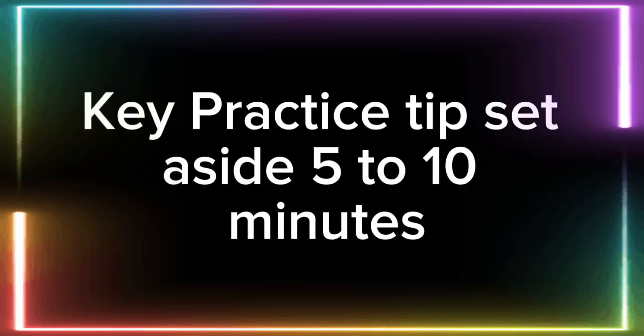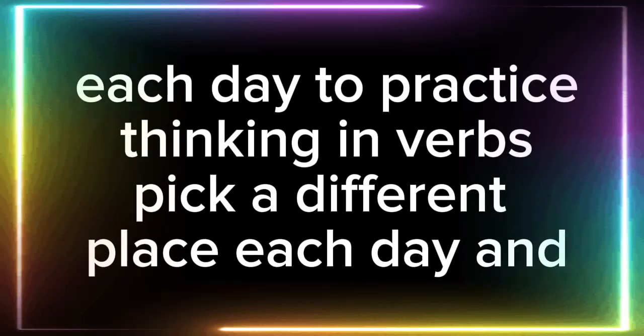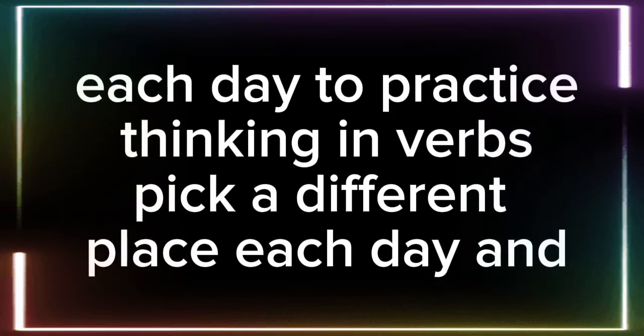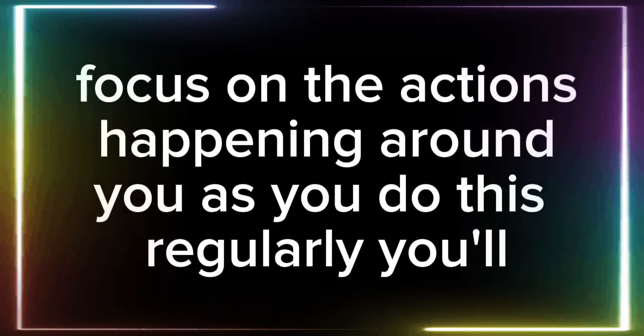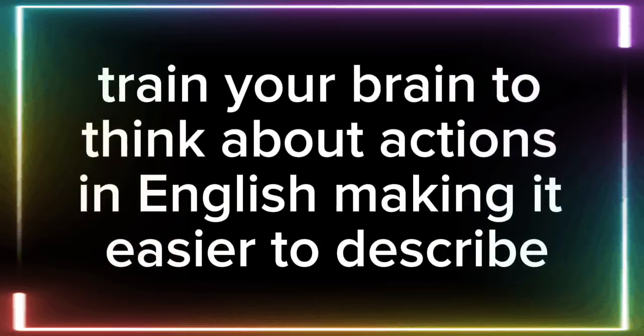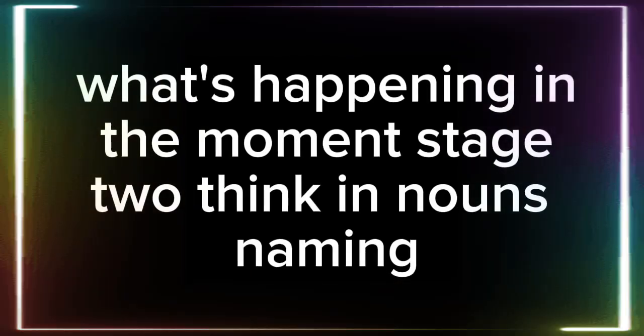Key practice tips: set aside 5 to 10 minutes each day to practice thinking in verbs. Pick a different place each day and focus on the actions happening around you. As you do this regularly, you'll train your brain to think about actions in English, making it easier to describe what's happening in the moment.